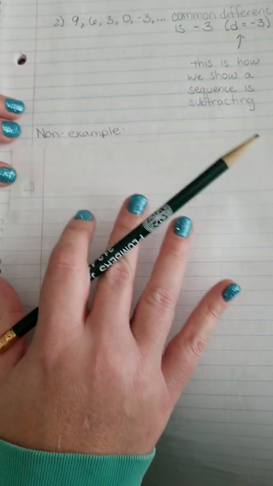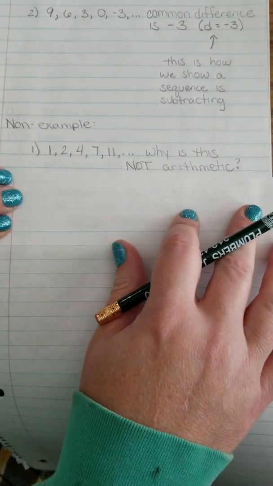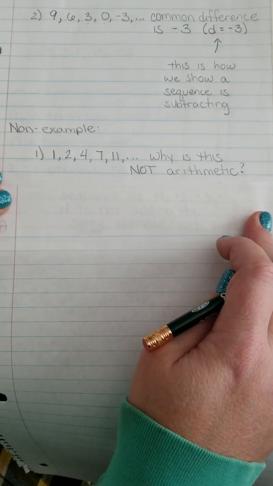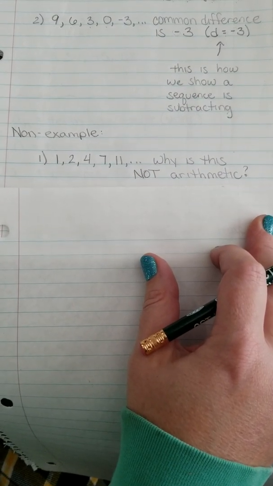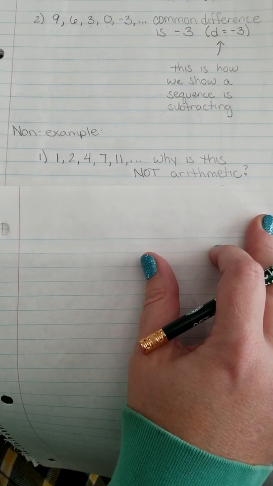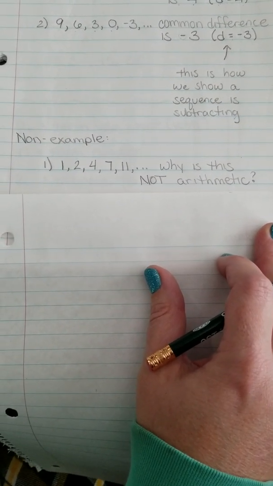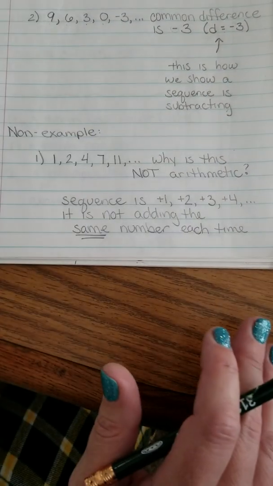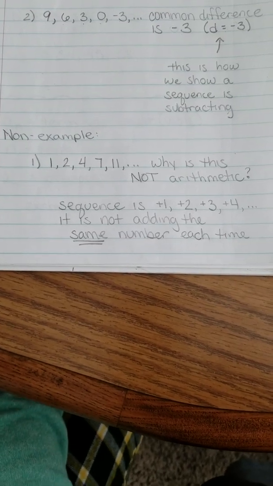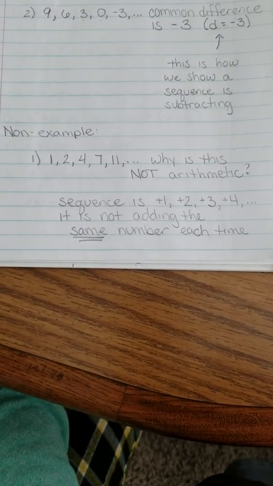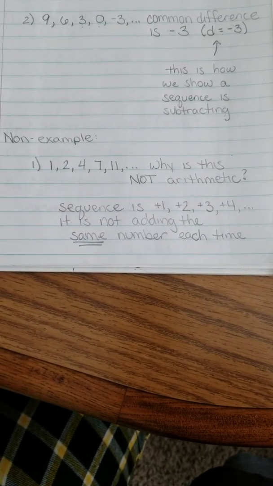A non-example of an arithmetic sequence: 1, 2, 4, 7, and 11. I'd like you to pause the video and answer the question, why do you think this is not arithmetic? Okay, this is not arithmetic because the sequence is adding 1, 2, 3, 4. We called that in class adding consecutive integers. It is not adding the same number every time, so it does not fall into our arithmetic sequence category.